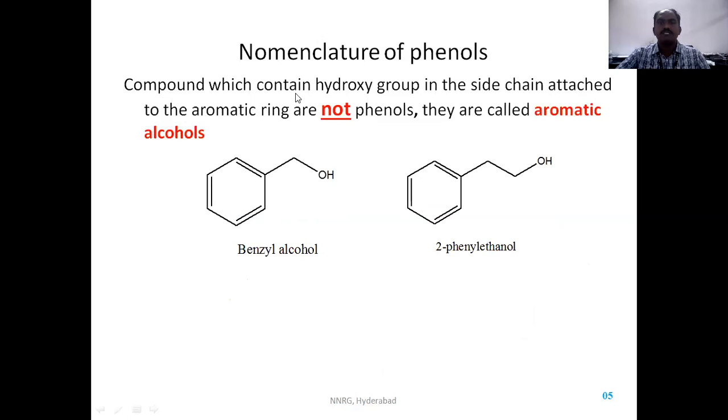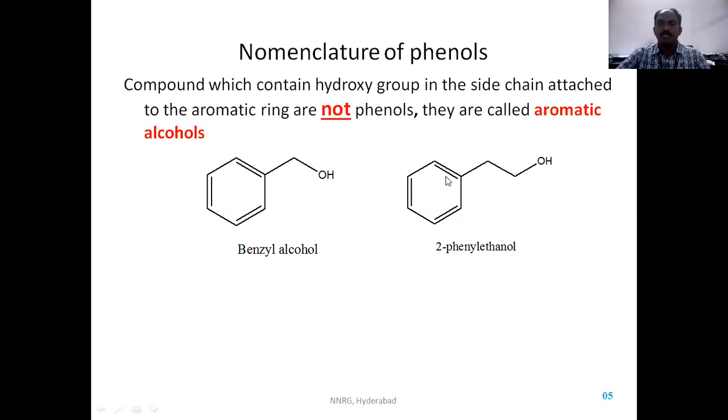Now, compounds which contain a hydroxy group in the side chain. This is not a phenol, because the hydroxy group is not directly attached to the aromatic nucleus. It is attached to a side chain. Such compounds are called aromatic alcohols, but not phenols. So this is benzyl alcohol. Benzyl alcohol is not a phenol, it is an aromatic alcohol.